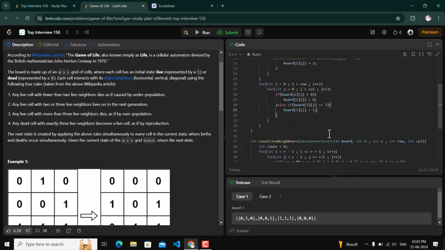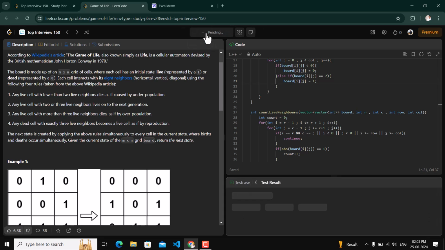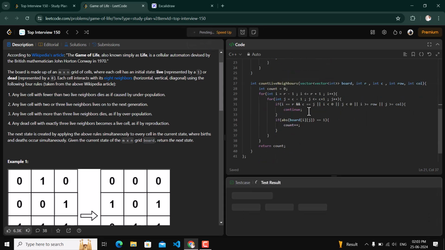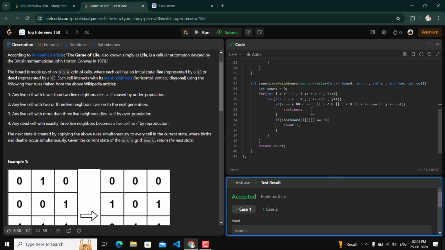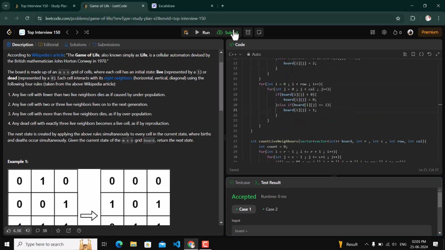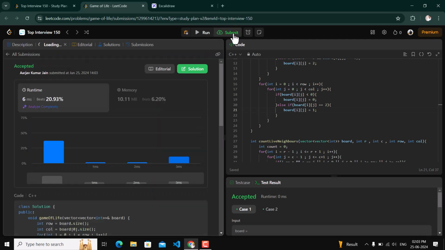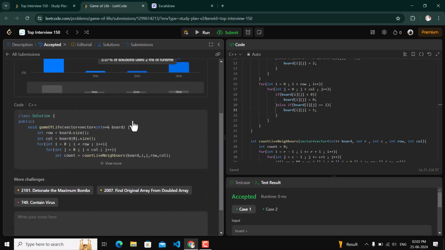Now let's run this and see whether it runs. The first code, yes, it is accepted. Now let's submit. So it is submitted successfully.